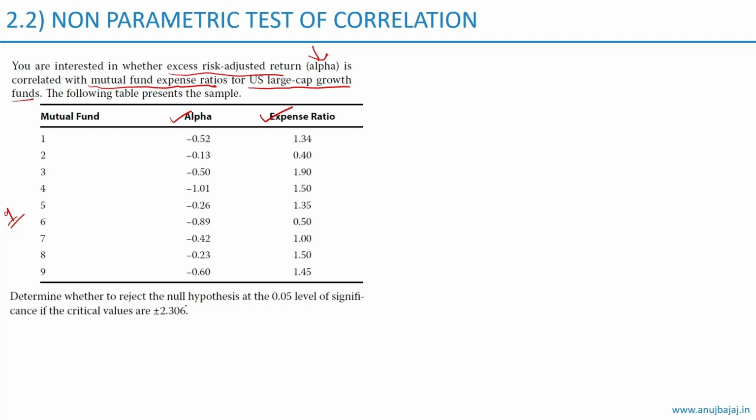Determine whether to reject the null hypothesis at a 5% level of significance, and the critical value at this level of significance is 2.306. Because they have already given that, we have two critical values, one for the right side and one for the left side, which implies that we are conducting a two-tailed test. So the null hypothesis is that the correlation between alpha and expense ratio is 0, and the alternative hypothesis is that the correlation between them is not equal to 0.